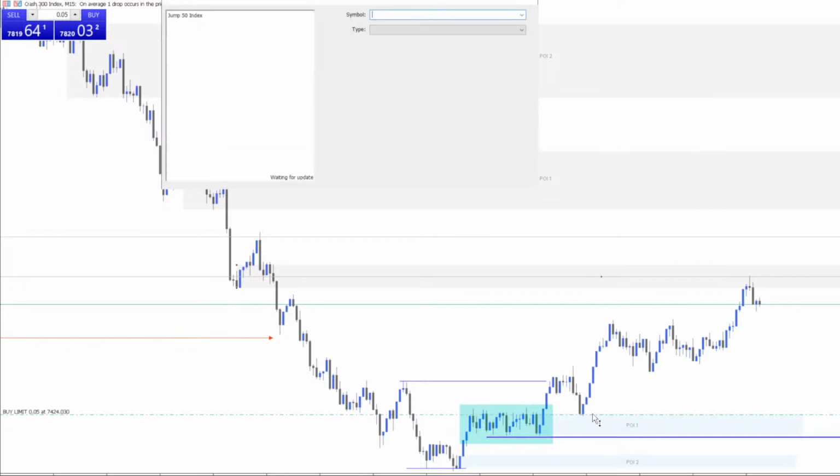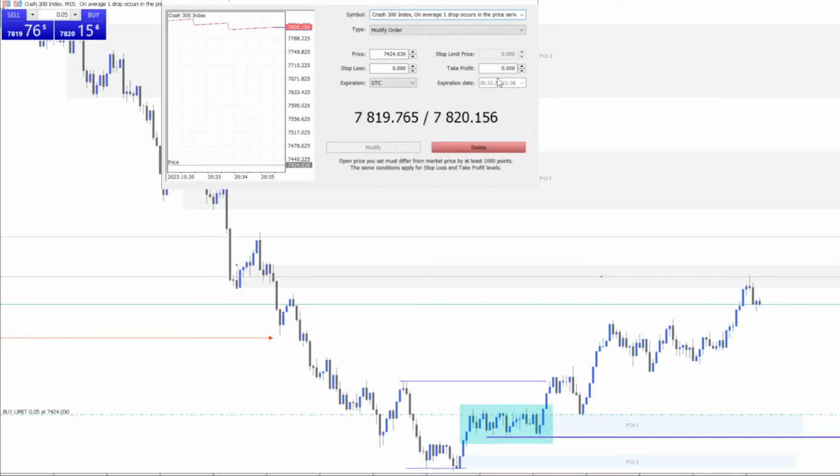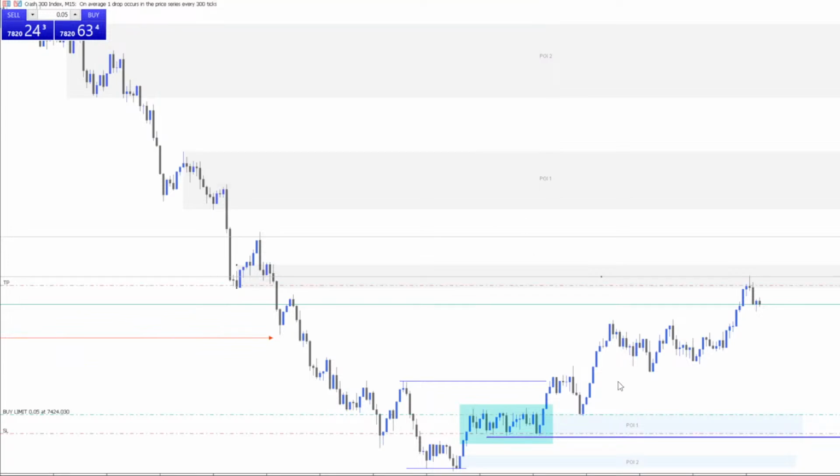So I'll just make things very easy to understand. I'm just gonna put a limit right there, and then I'll put a take profit of 7887 and my stop loss at 7357. So if you were to get in on this trade, your stops would have been $4, right? And your take profit at 50 pips would have been $24. Now this is with the lowest lot size of 0.05.